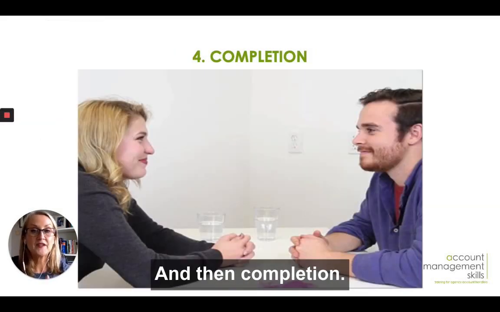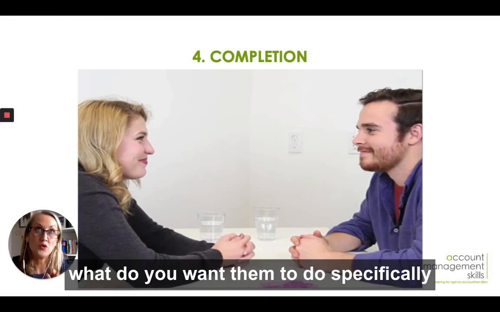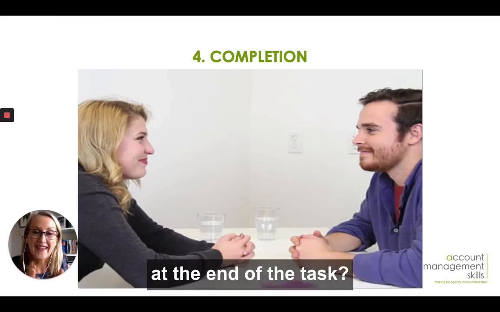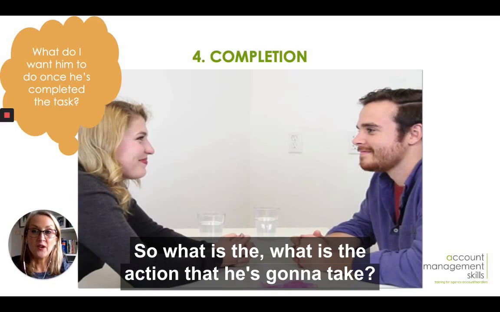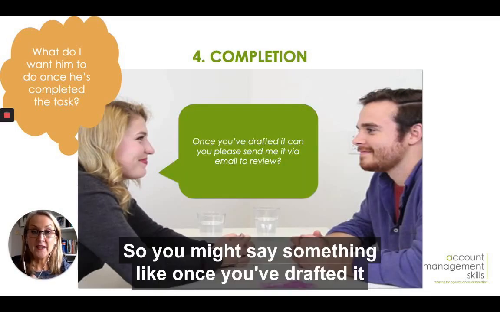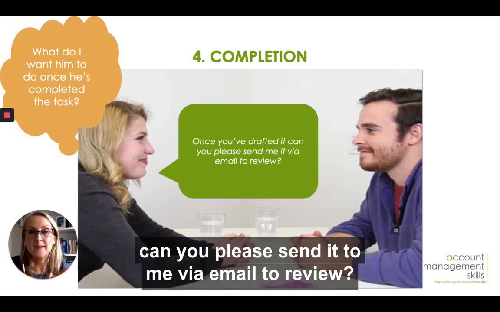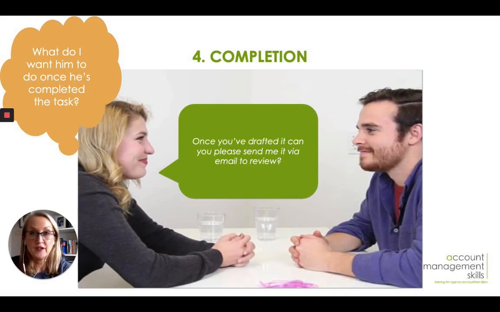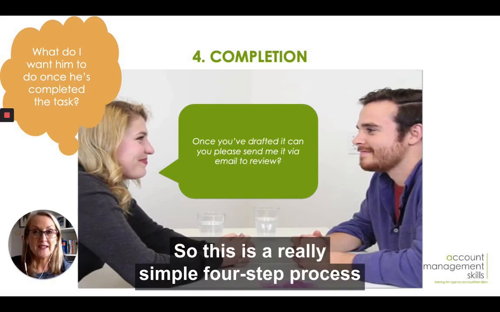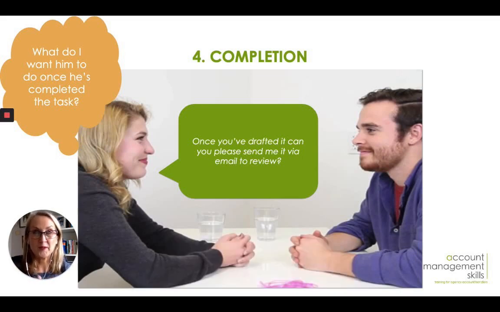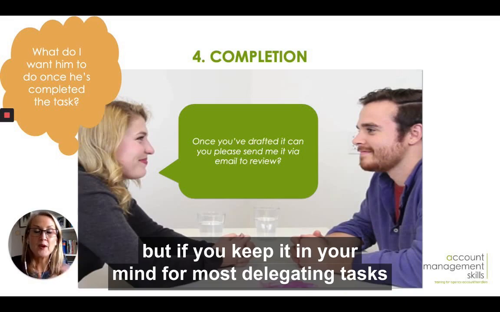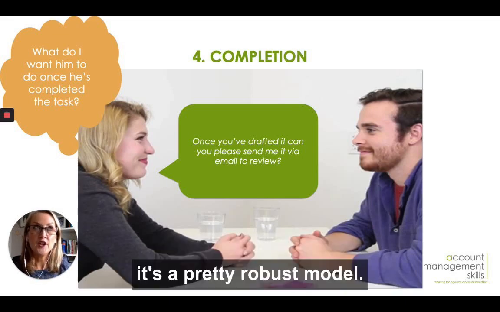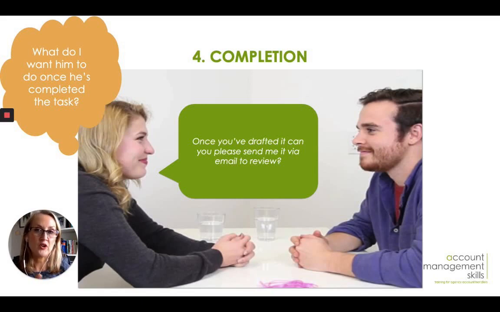And then completion. What do you want them to do specifically at the end of that task? What is the action that he's going to take? So you might say something like, once you've drafted it, can you please send it to me via email to review? So this is a really simple 4-step process, but if you keep it in your mind for most delegating tasks, it's a pretty robust model.